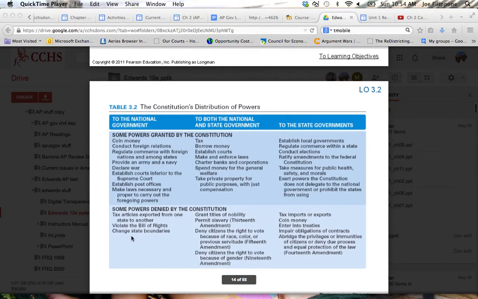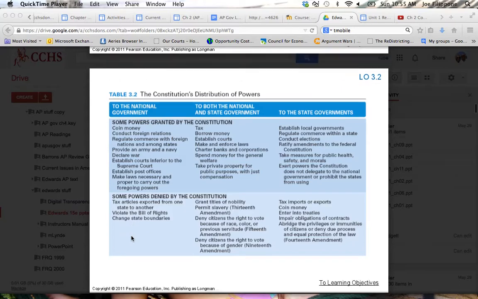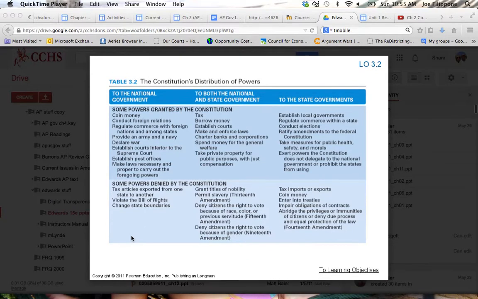Okay, so distribution of powers. Some powers are granted by the Constitution. Think of this as a Venn diagram, and in the middle, the states and the national government both have the power to do what they can do. There are also some powers denied by the Constitution, like granting titles of nobility. You can't have any kings and queens and dukes in the United States. A couple of other things are down there. You can pause that and look at that.